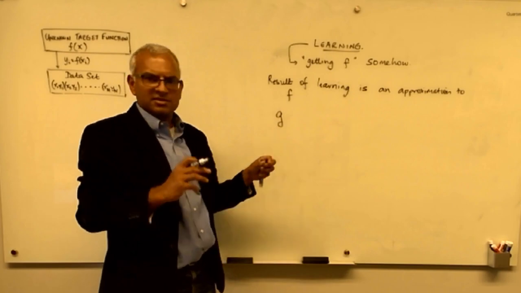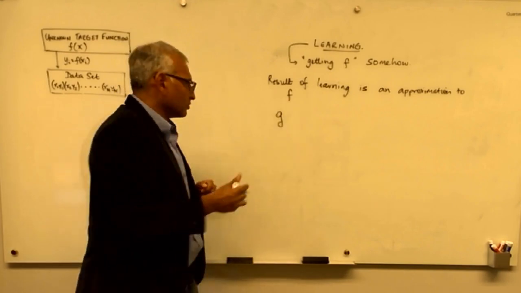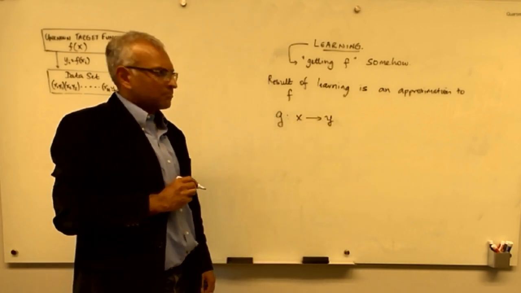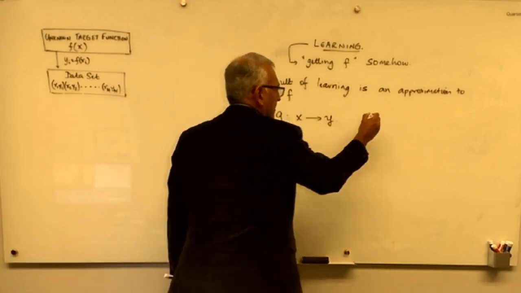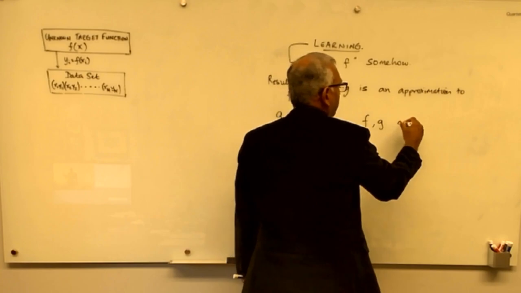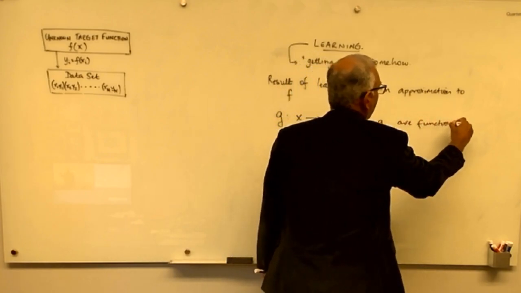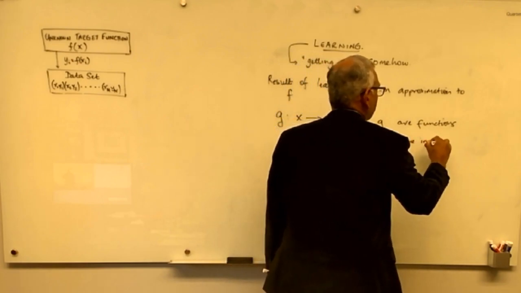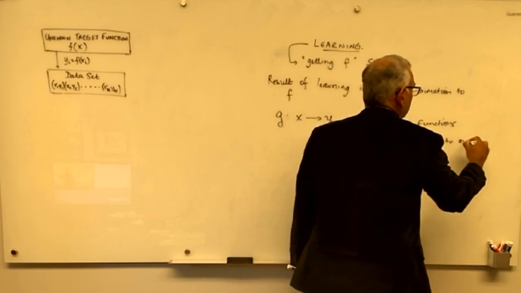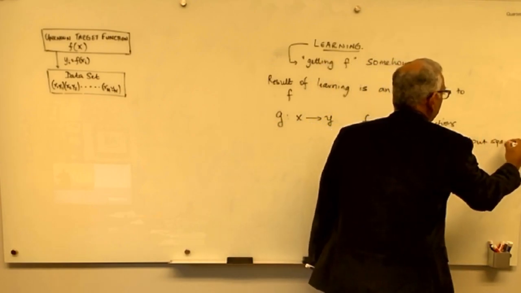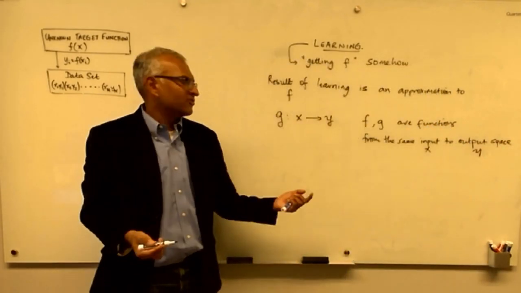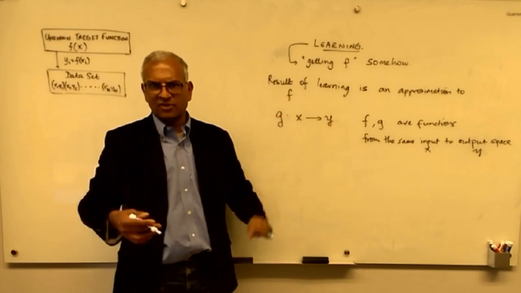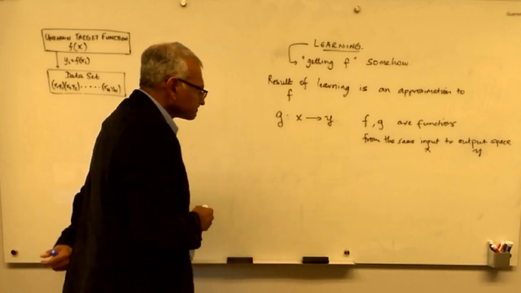So g is a beast of the same form as f. In other words, g maps X to Y, much the same way as f maps X to Y. So f and g are functions from the same input space x to output space y. So if we're talking about classification, f takes x and produces plus or minus 1, g takes x and produces plus or minus 1. Classification is the credit application.